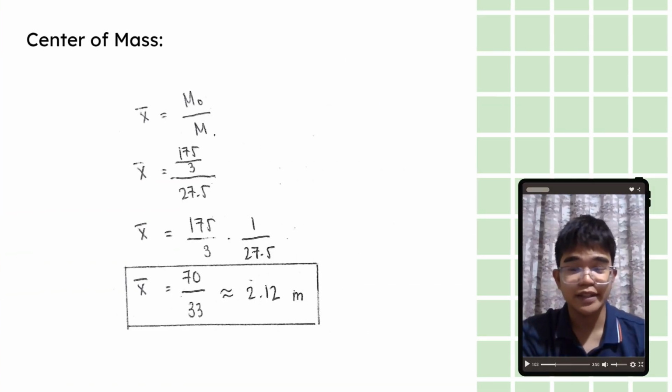Lastly, we calculate the center of mass. We have x bar equals the moment of mass of a rod divided by the mass of a rod. Since we already calculated the mass and the moment of a rod, we now have x bar equals 175 over 3 divided by 27.5. Now we first get the reciprocal of 27.5, that is 1 over 27.5, so we will have 175 over 3 times 1 over 27.5, and that would give us 70 over 33, or approximately 2.12 meters.